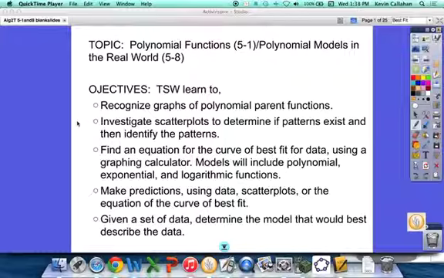So let's see. I'm taking pieces of 2 different lessons here. The polynomial functions from 5.1 is going to introduce us to polynomials. And then the polynomial models is about using the calculator to make equations for scatter plots, which is something that we could have done with linear equations and with quadratics, and now we're going to do it for linear and quadratic and the polynomials that we're doing today.